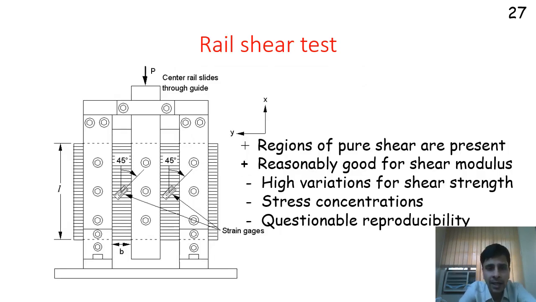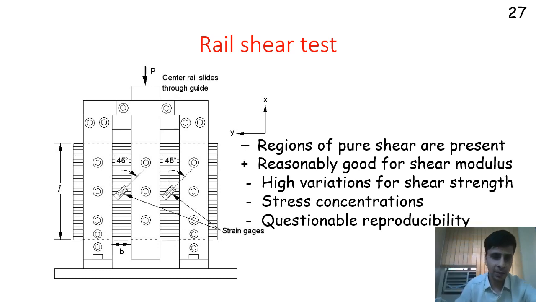The other method is what is known as the rail shear test, where this dashed material is my specimen. It is clamped at two places and load is applied through this. So basically you have a sample, you are holding it at two places, and at the third place you are applying load.